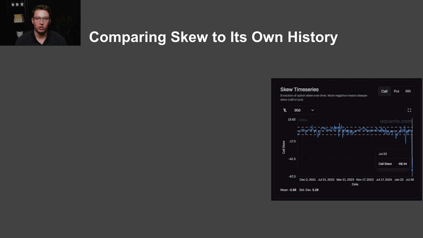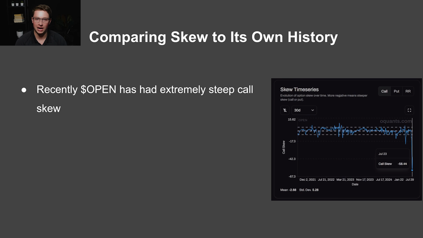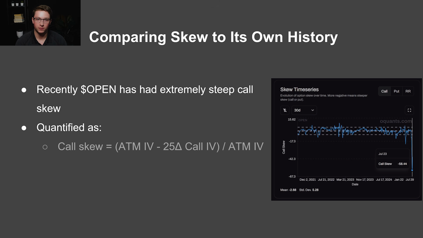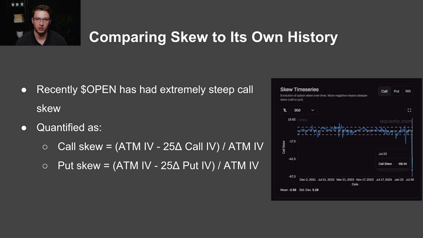The skew on the call wing was extremely steep, significantly more negative than its historical average. To quantify this, call skew is measured as at-the-money implied volatility minus the 25 delta call implied volatility, normalized for the at-the-money implied volatility. A more negative value means out-of-the-money calls are trading with higher implied volatility than at-the-money calls. This suggests strong demand for calls, often from speculative buyers chasing upside.